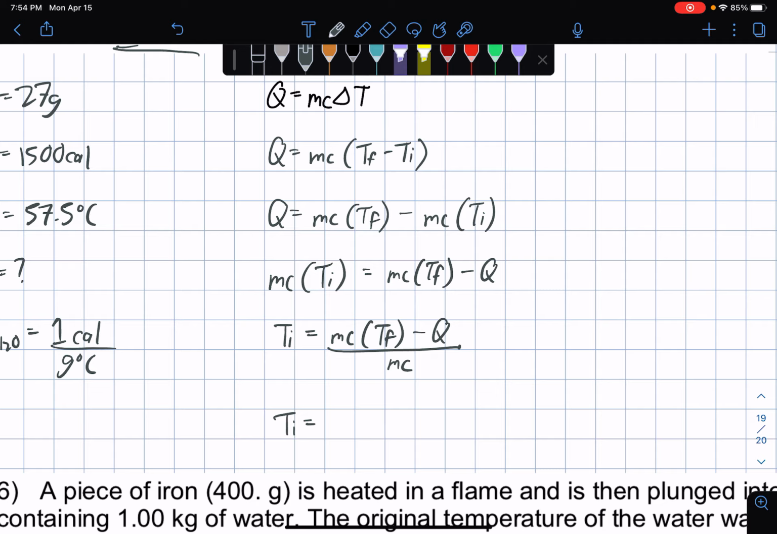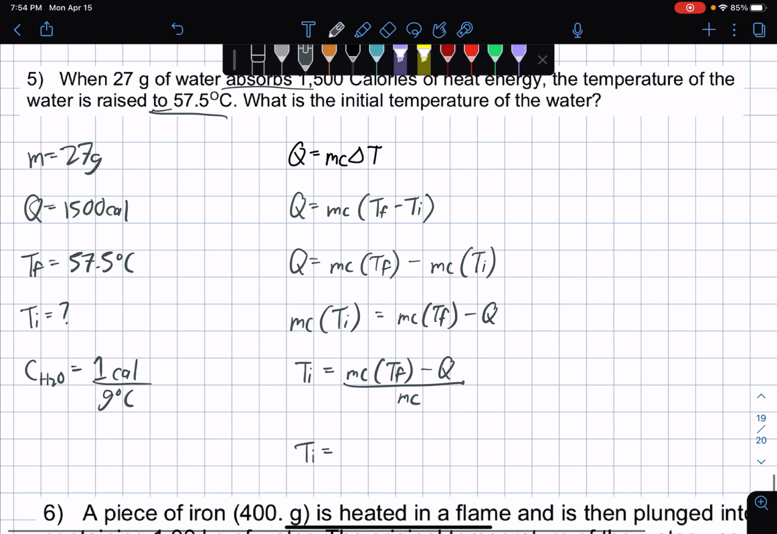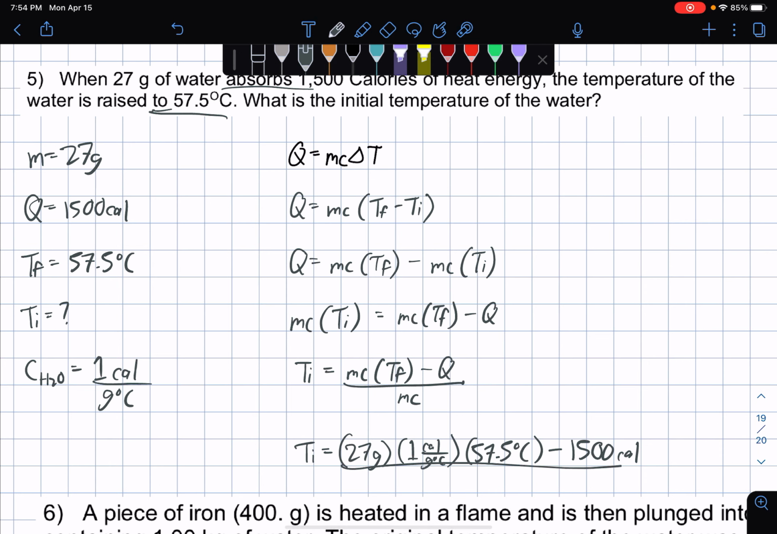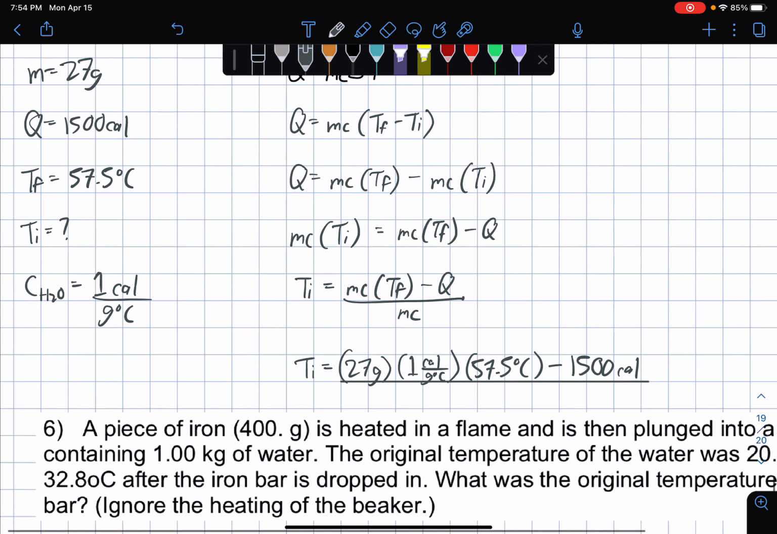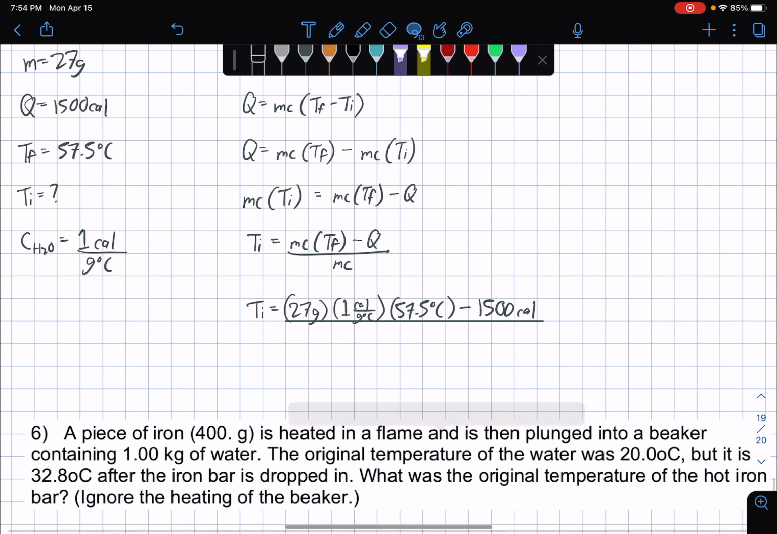Ti is equal to, what's the mass? Mass is 27 grams. How about the specific heat? 1 calorie over grams and degrees Celsius. How about Tf? That's 57.5 degrees Celsius. How about the heat, or the Q? 1,500 cal. And the mass, 27 grams. Specific heat, like so.